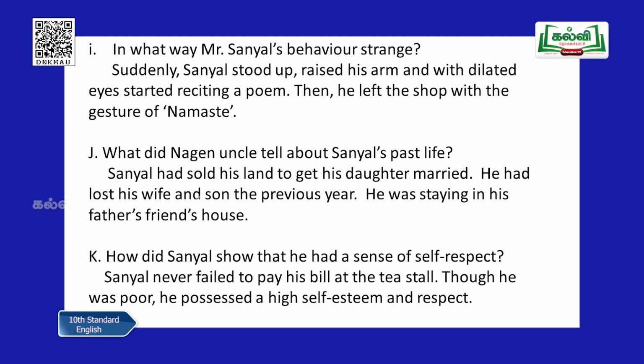Question J. What did Nagin uncle tell about Sanyal's past life? Sanyal had just sold his land. This I have already explained, so let me just read it out. Sanyal had just sold his land to get his daughter married. He had lost his wife and son the previous year. He was staying in his father's friend's house.